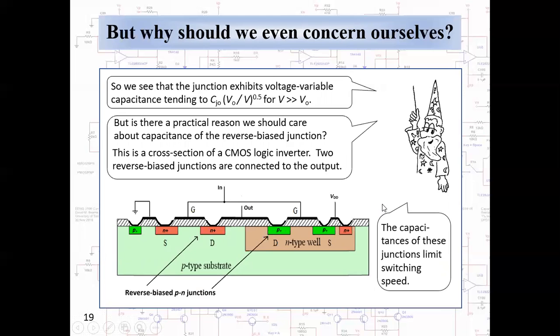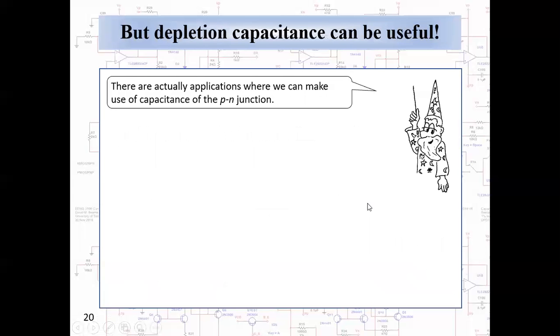These capacitances limit the switching speed of this logic gate. The greater the capacitive loads, the slower our CMOS devices will switch, the slower our computers will run. We want to minimize these so-called parasitic capacitances to obtain maximal speed from our logic devices. But there are applications where instead of the capacitance being an unwanted parasitic complication, there are actually applications where we can make use of capacitance of the reverse bias PN junction.